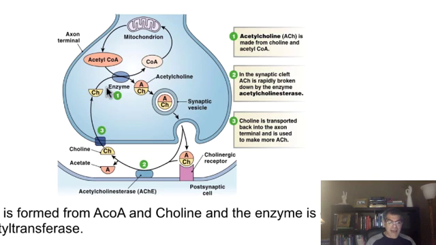Choline will be brought back to the presynaptic neuron. Why? Because this cell cannot make choline. This cell depends on the choline from the uptake. As soon as choline comes, choline and acetyl coenzyme A are going to attach to each other to create a new acetylcholine.